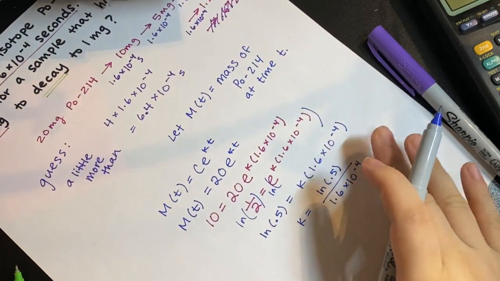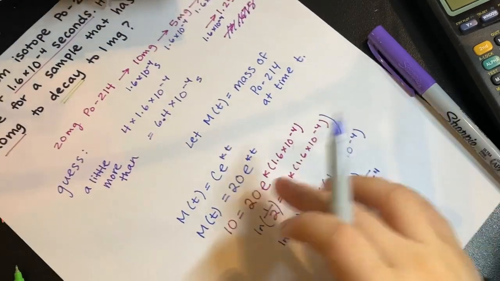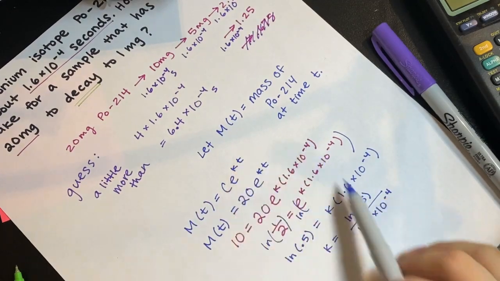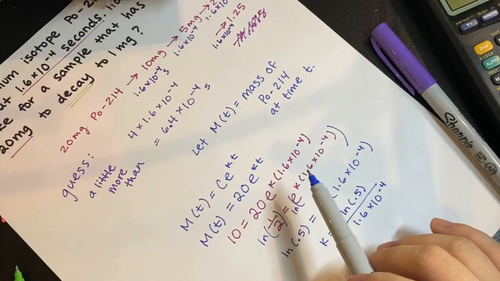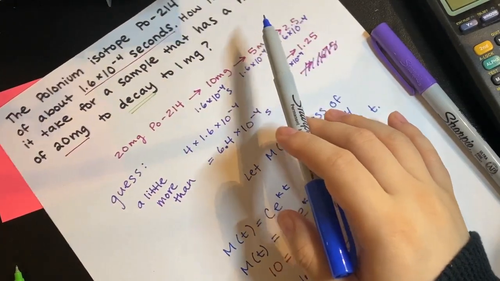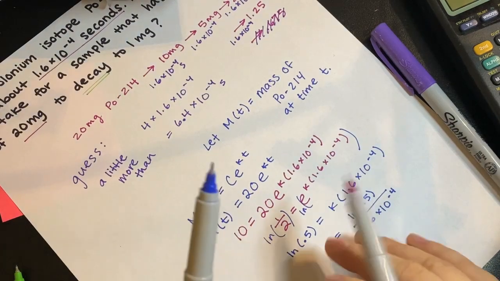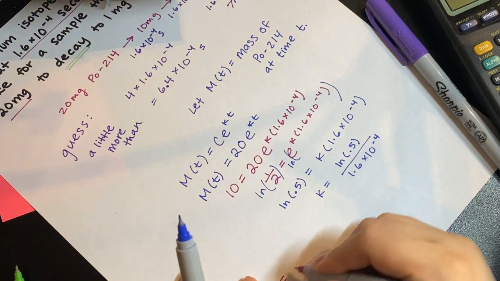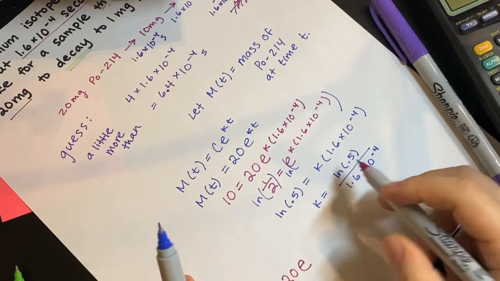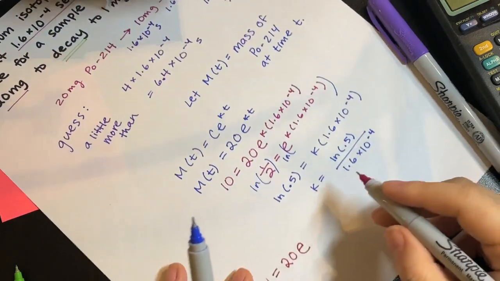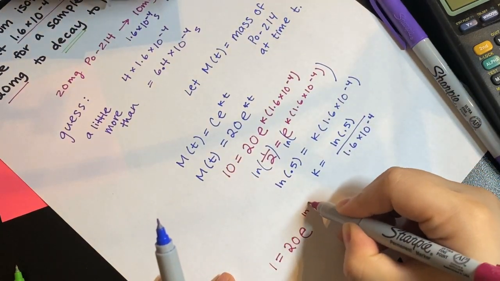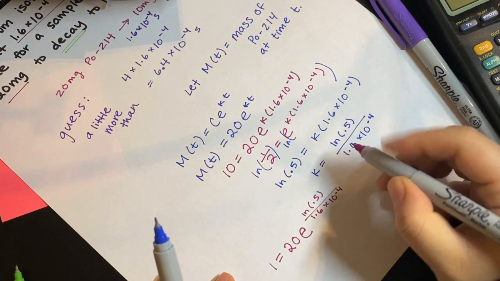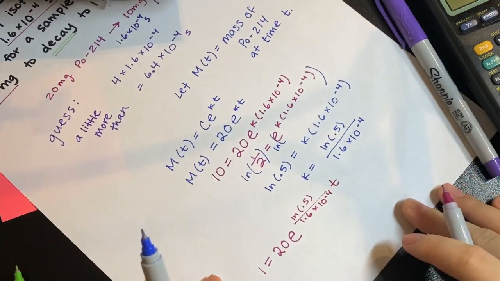That's okay. So k is a constant in our entire function here. So our function will be 20 times e to this stuff, t. But we want to know how long it takes to get to 1. So we're solving for t now. So we want 1 equals 20e to the k, which is still this. It's a constant throughout the entire function. So ln of 0.5 over 1.6 times 10 to the negative 4 times t. And we're solving for that time.